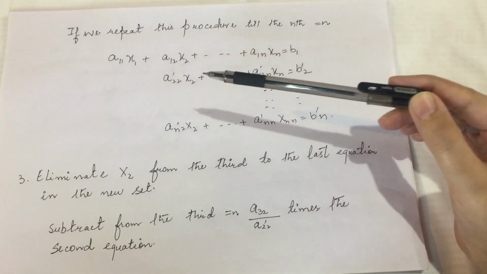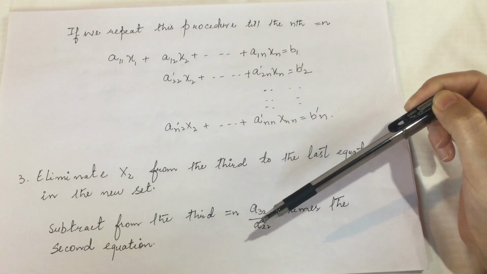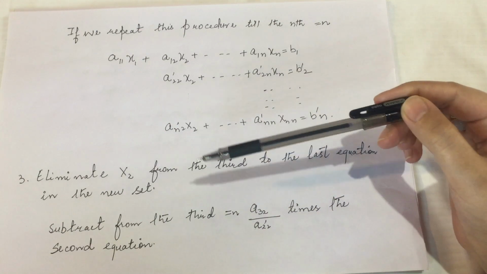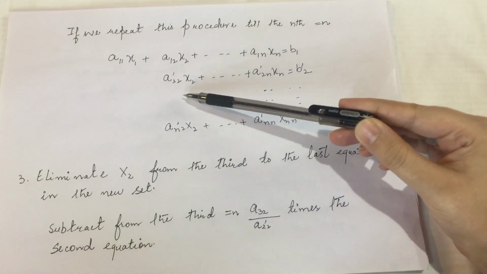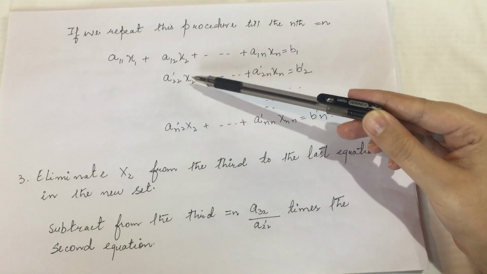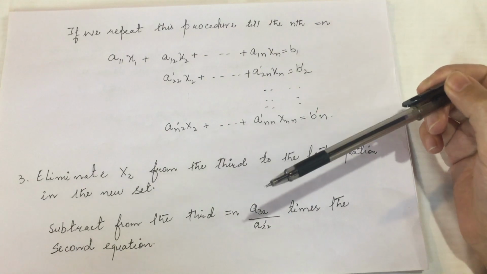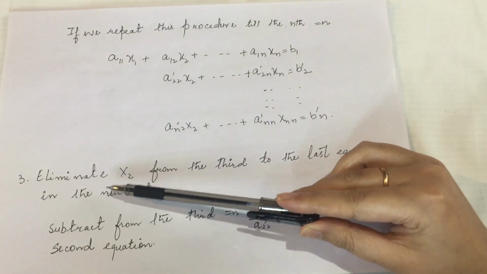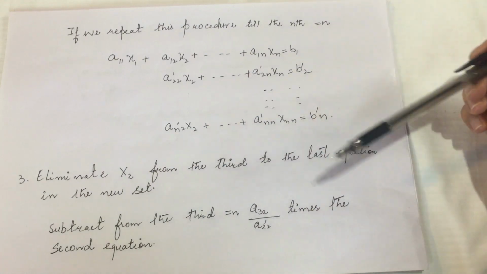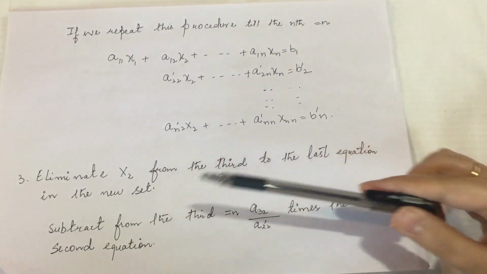So similarly, in the third step, we have to eliminate the value of x2 from all the other equations but not from the second one. The procedure will continue as: eliminate x2 from the third to the last equation in the new set.